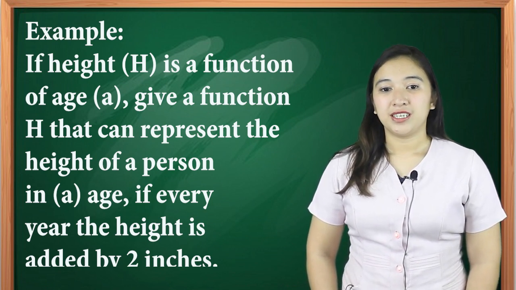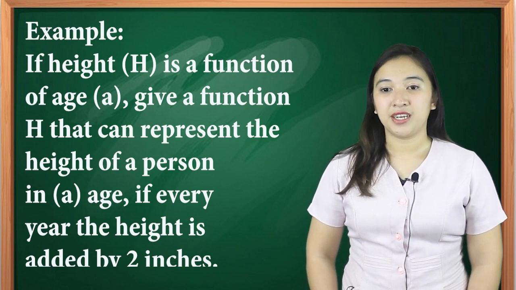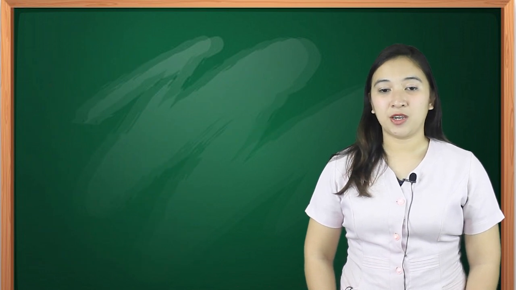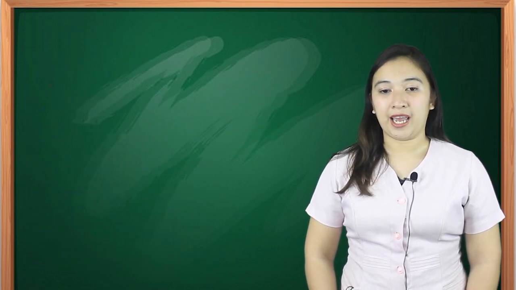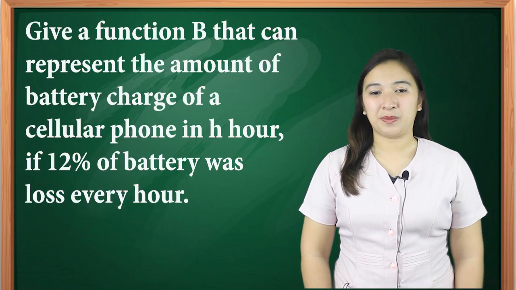Therefore, since every year the height is added by 2 inches, then the height function is h(a) = 2 + a, where a is the age of the person. Let us try another example.